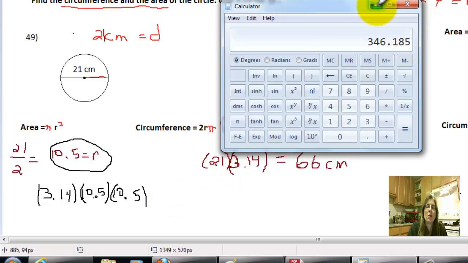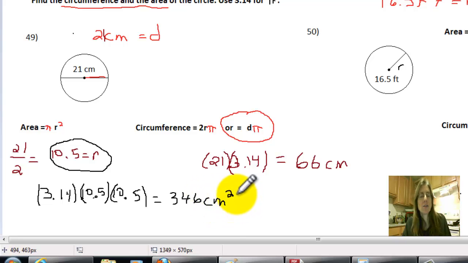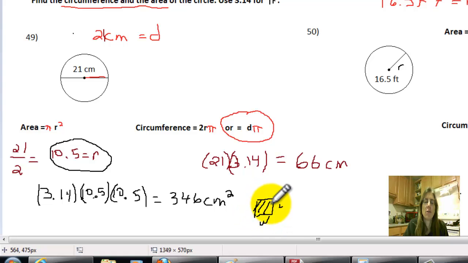346. So that equals, and when we find an area, we have centimeters squared now, because area is always in square centimeters or square inches or square feet. And that's because when you're taking an area, you are multiplying length times width to get the middle part of the shape. So this area is the middle, the inside of the circle.